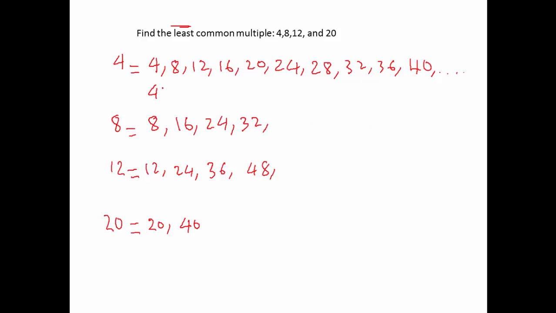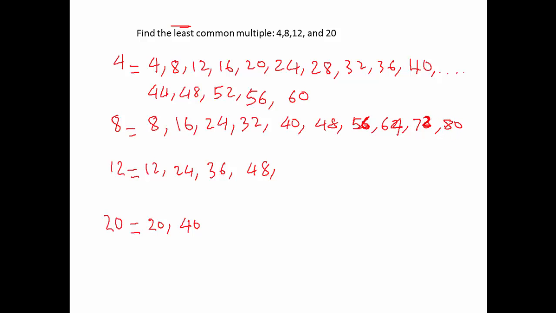So 40, then 44, 48, 52, 56, and 60. And then how about this one? 40, right? And then add 8 to this, 48. Add 8 to this, 56, right? And then add another 8 gives you 64, and then another 8 gives you 72. Hold on, I think I made some mistake here. Okay, so for 56 add 8 gives you 64, and then add 8 gives you 72, and then add another 8 gives you 80, right? Let's see, we still don't get any common number.